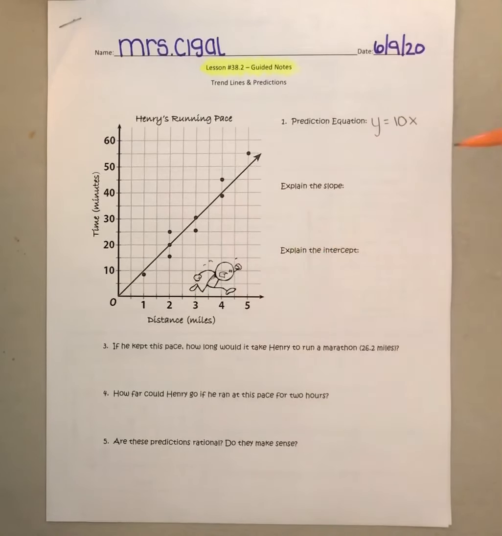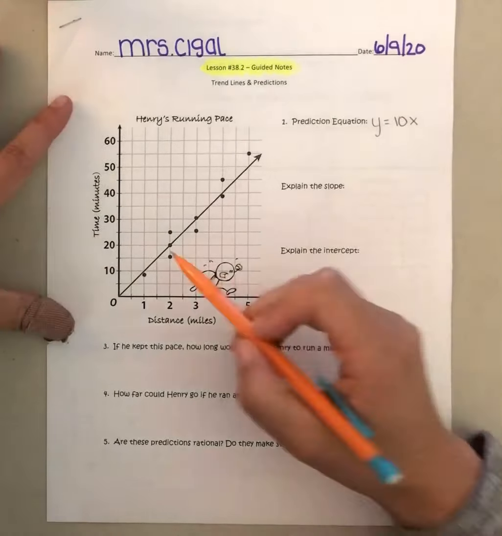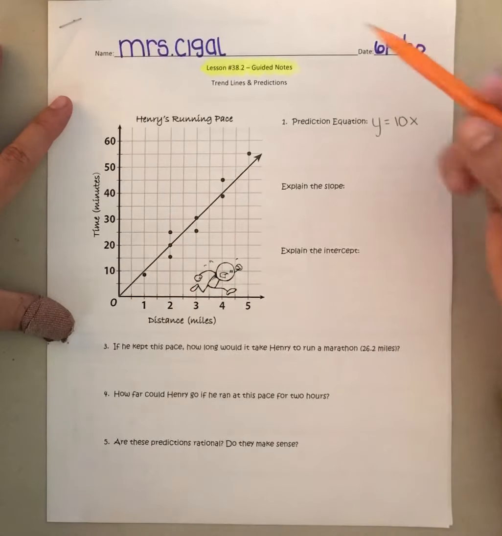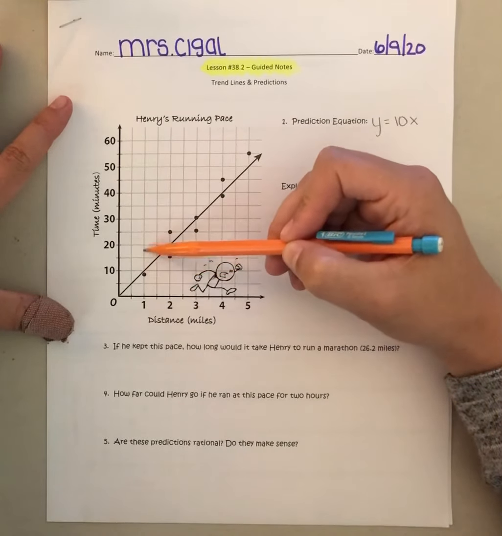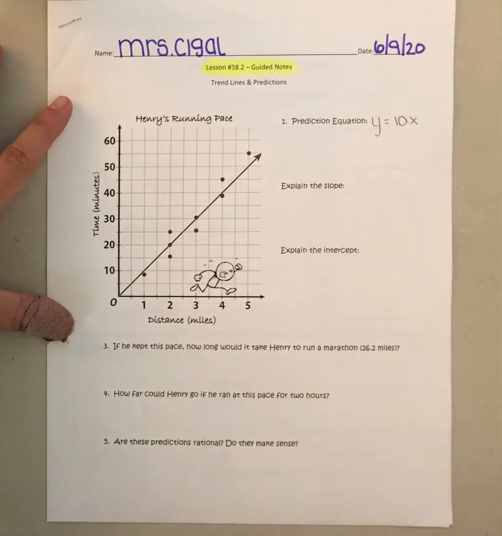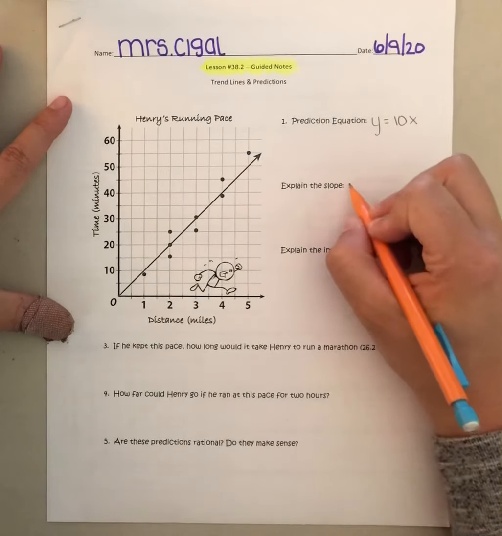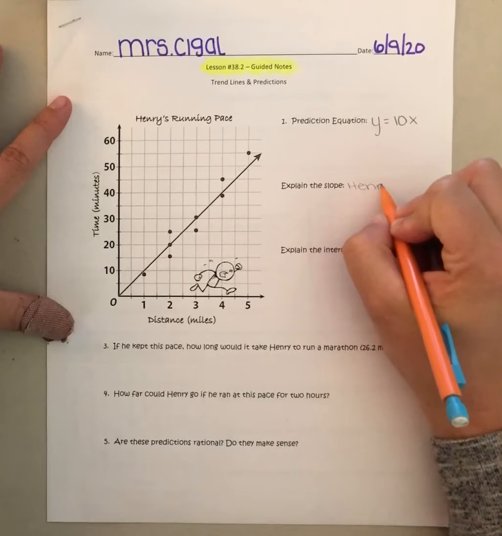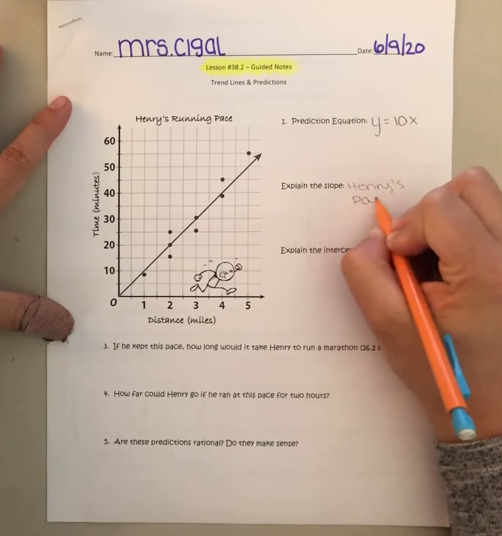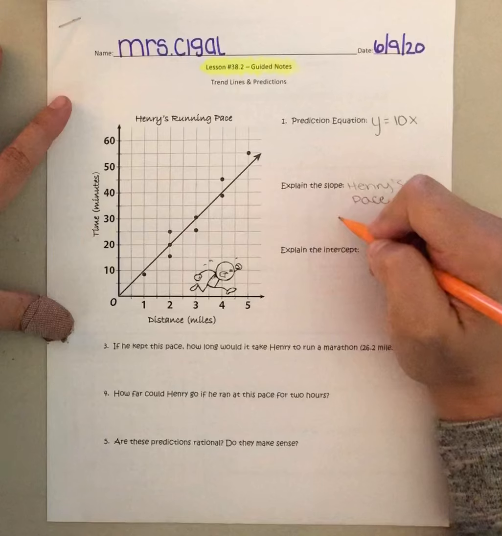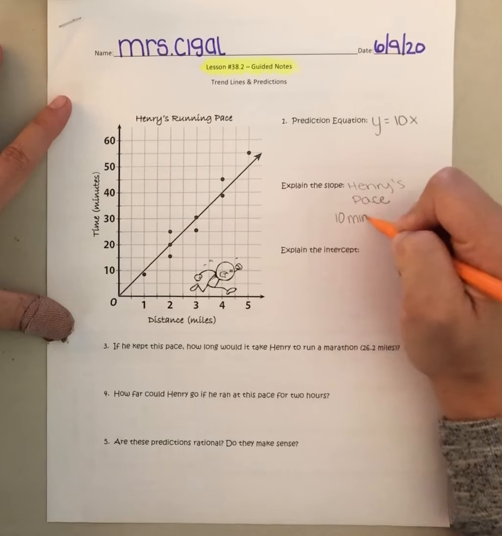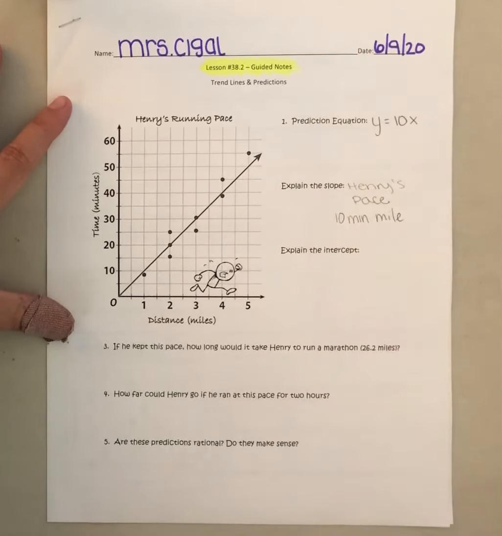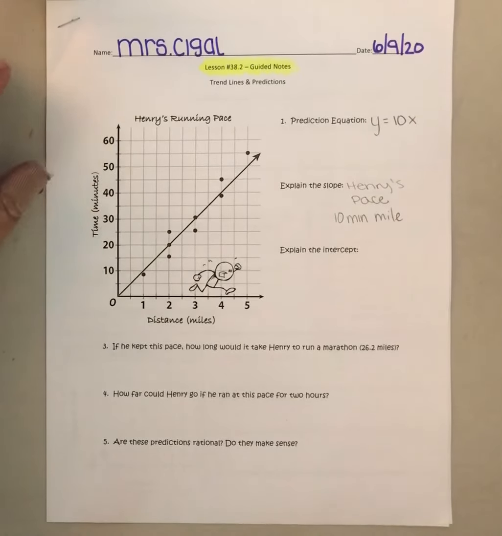So here's little Henry. And the prediction equation we came up with was y equals 10x. That was yesterday's equation. So the slope of this equation just talks about how steep this line is, and it also references how much time it takes him to run each mile. So that is his pace. So this is Henry's pace. So currently he is running a 10-minute mile. Not bad, especially for a 6-year-old.